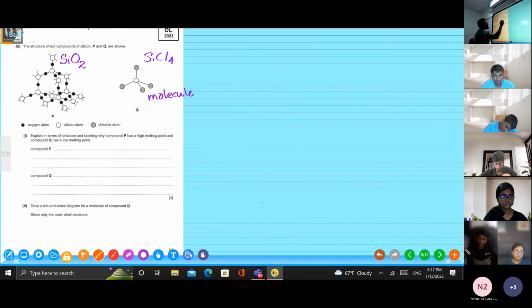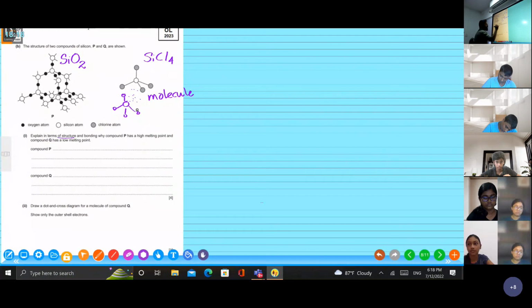Therefore, if you have another molecule nearby, it's not going to form strong bonds. It's going to form what? Weak forces of attraction. But look at silicon dioxide. It's a giant covalent structure. You have many covalent bonds. Therefore, you have the properties according to that structure. Explain in terms of structure and bonding why compound P has a high melting point. So you had to say it's giant covalent. Straight away, one mark. Giant covalent.